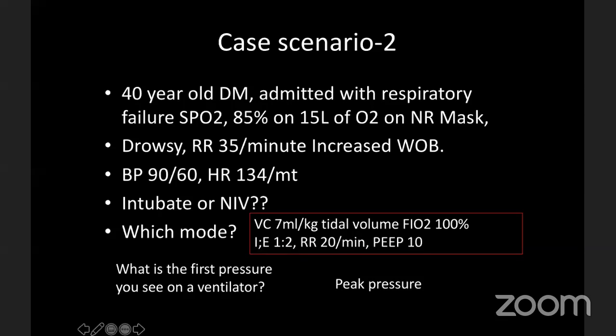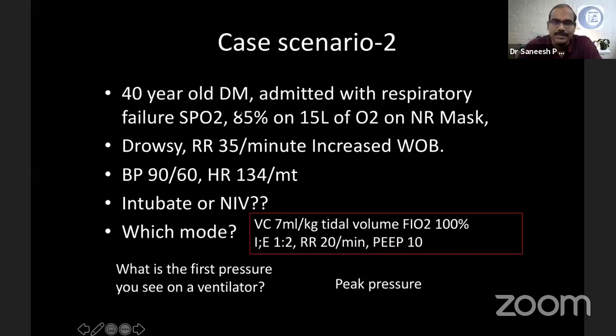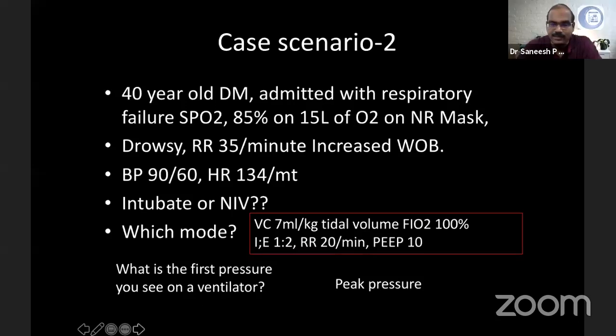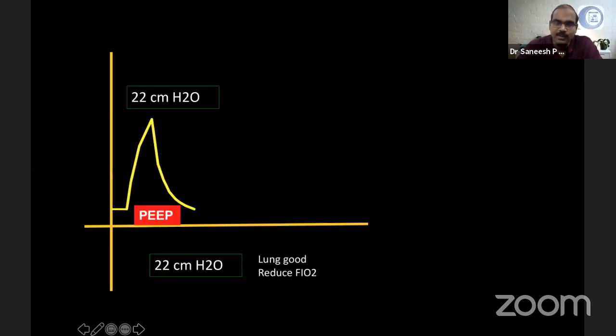Yes, sir. Peak pressure, sir. Peak pressure is 22. What does it tell you? Means the tidal volumes are low, so you have to increase the tidal volume and increase the respiratory rate. Other way around, like peak pressure of 22 with a good enough tidal volume says your lung is good. Yes, sir. Okay, so you don't have to worry much about plateau pressure.